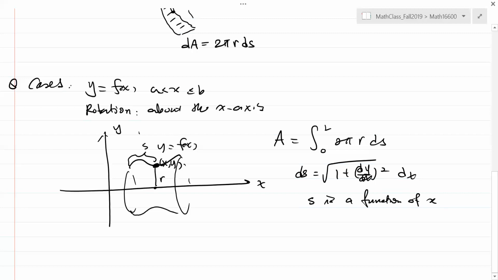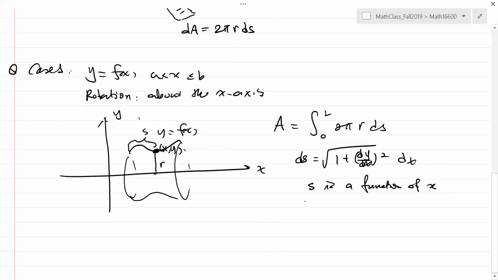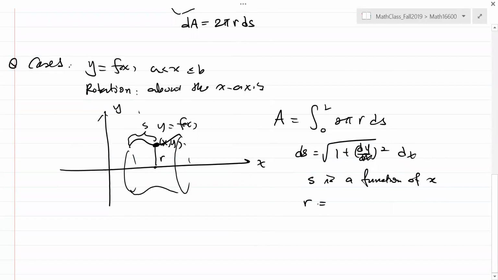So what is r? R at that point is just y, the y coordinate of that point. But the y coordinate of that point is also equal to f of x, right?